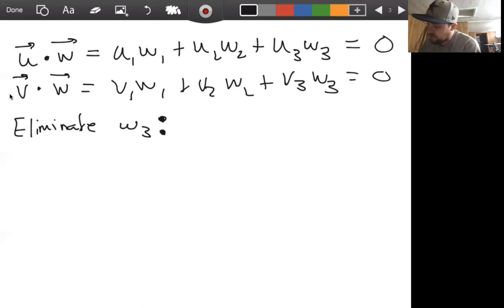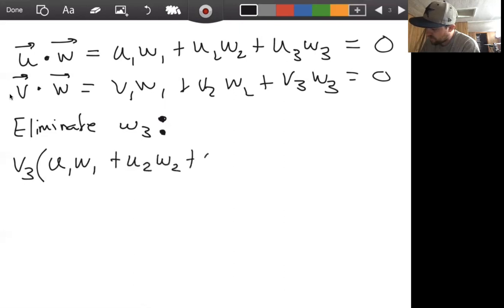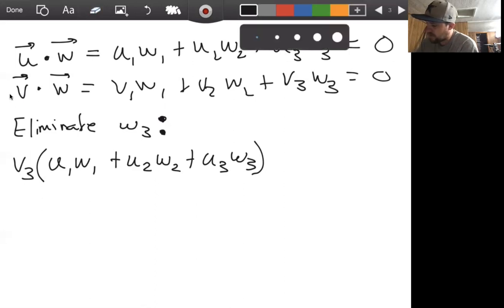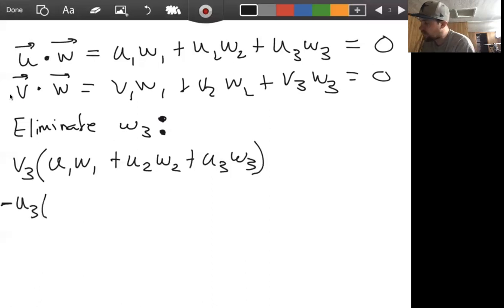So let's do that. We're going to take v3 times the top, u1 w1 plus u2 w2 plus u3 w3, and then we're going to subtract, I'll write it one line lower here, multiplying the bottom equation by u3.